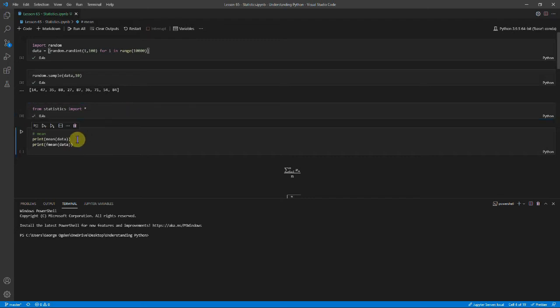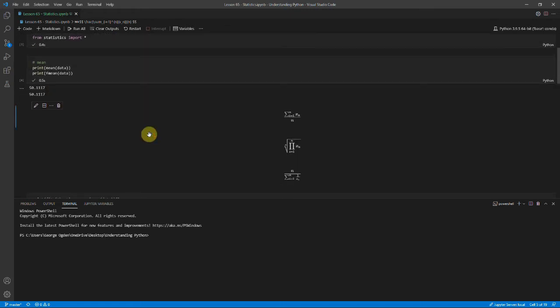So first we can print the mean and the f-mean. F-mean stands for floating point mean, and what that means is if you have data that's decimal or fraction or int, it converts it all to float first and then calculates the mean, and that means it's a lot quicker. And mean just calculates the mean.